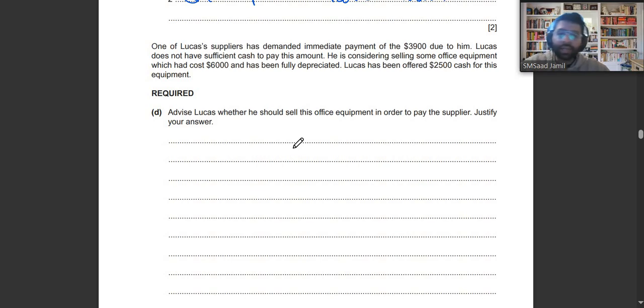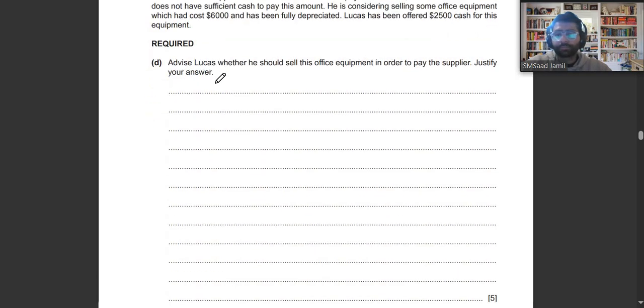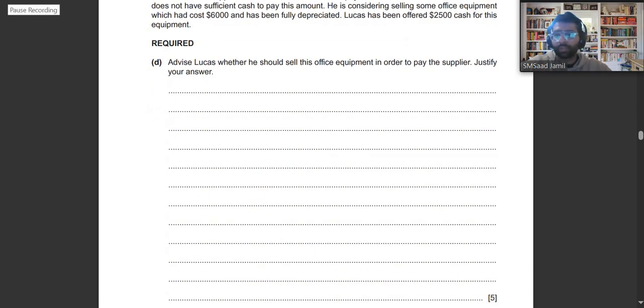One of Lucas' supplier has demanded immediate payment of 3,900 due to him. Okay, we have to pay him money. Lucas does not have sufficient cash to pay this amount. Now I'll talk in a British accent. He's considering selling some office equipment which had cost $6,000 and has been fully depreciated. Lucas has been offered 2,500 cash for this equipment. Advise Lucas whether he should sell this office equipment in order to pay supplier. Justify your answer. Well, Lucas, I wish I was that good, but still I'll try to advise you.